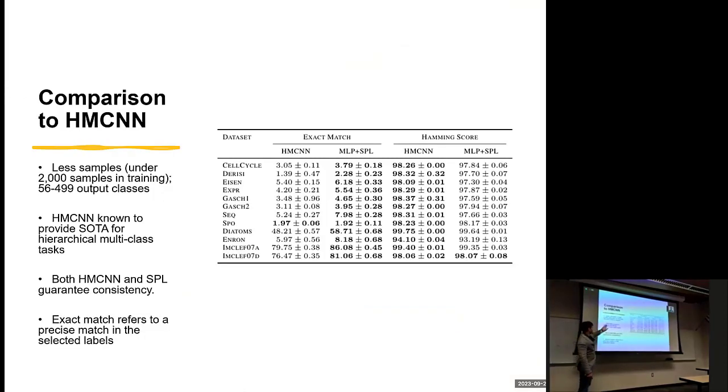They did a similar comparison to the HMCNN that I mentioned at the beginning of the lecture, which has primarily been used in things like medical imagery. Both approaches can guarantee consistency, so they both scored 100% on that. The place where SPL starts to shine is in terms of exact match. It outperforms HMCNN, even though that does better on the Hamming score, but even in this case, SPL is not that far off, usually just 1% or 2% behind. And HMCNN at the time of the writing of this paper was state of the art for these tests.